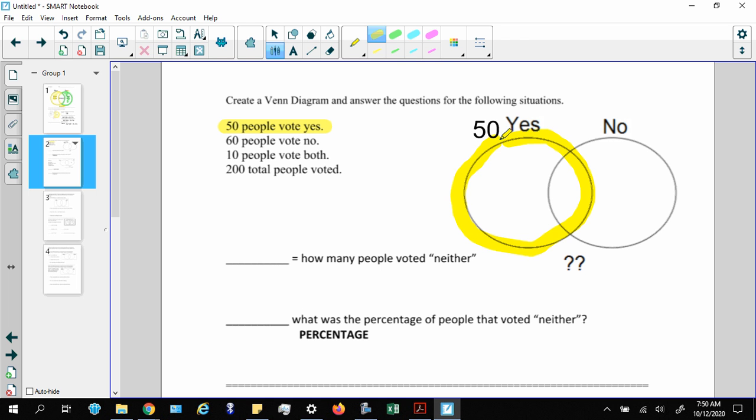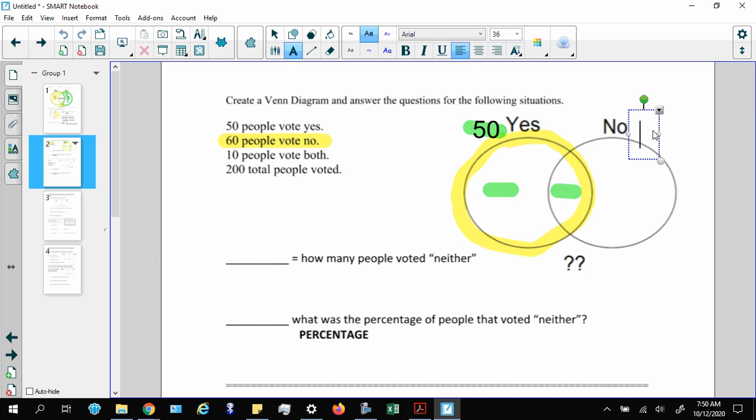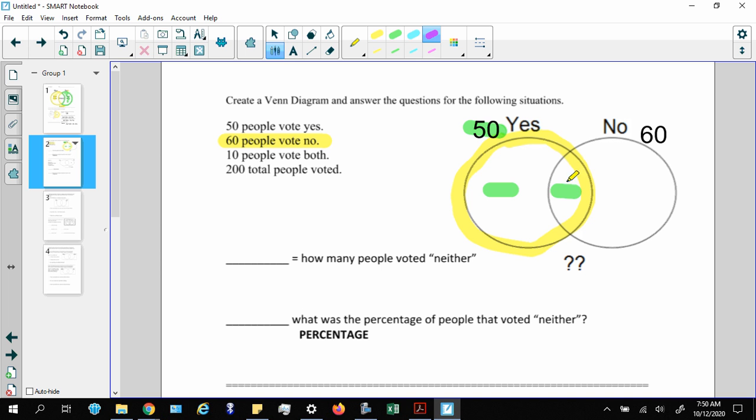Okay, so in this yes circle, what that means is whatever numbers you put right here and right here will add up to 50. Now the same concept applies when it says 60 people voted no. That means whatever two numbers are here and here will add up to 60.